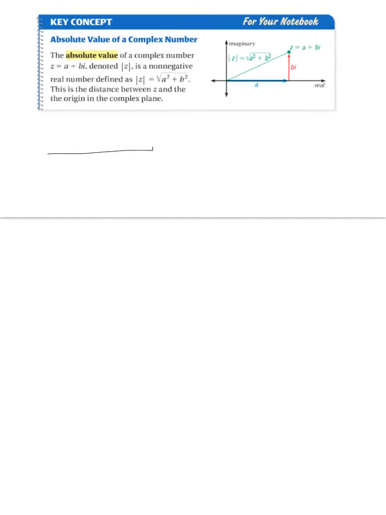So we remember that the definition of absolute value is the distance away from 0. So the absolute value of negative 2 would be 2. Same thing for positive 2. The absolute value of 2 is 2. Right, we're 2 places away from 0. So we want the absolute value of a complex number.